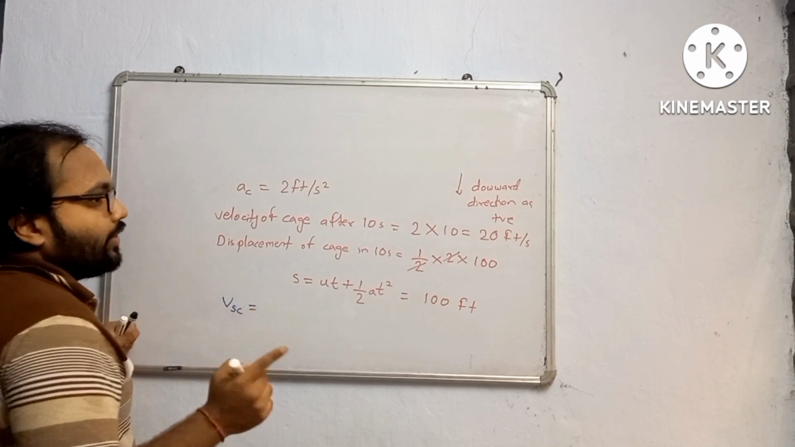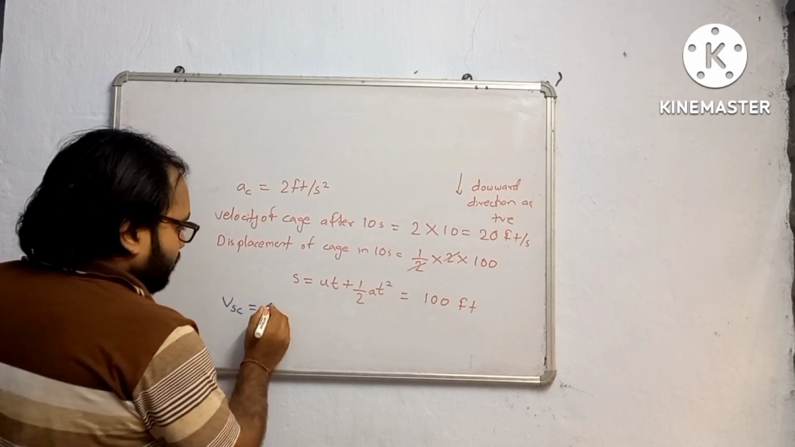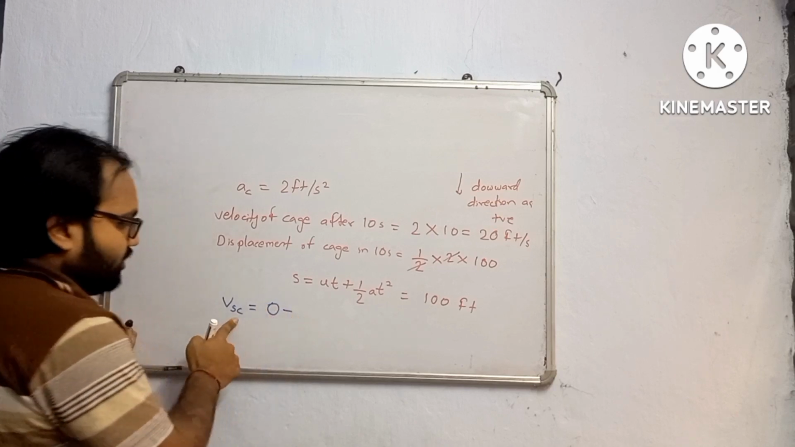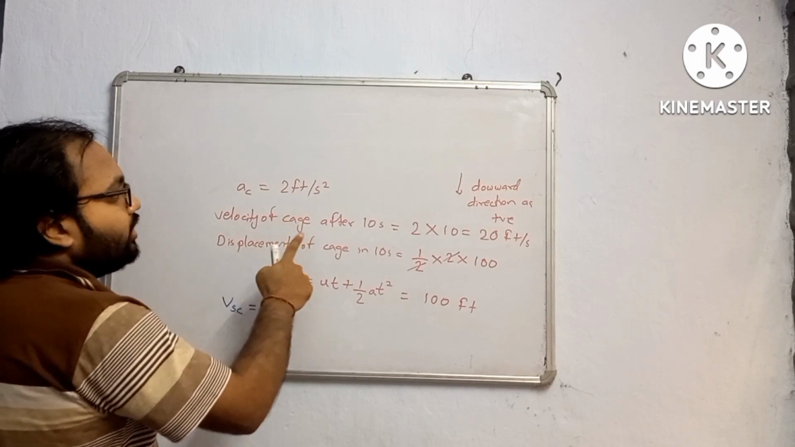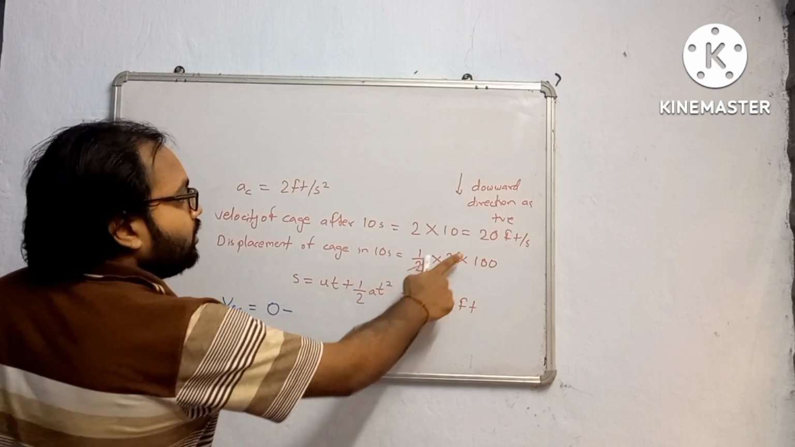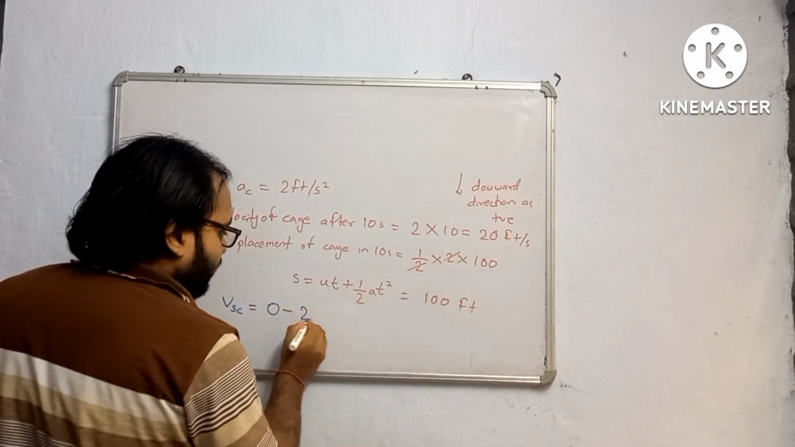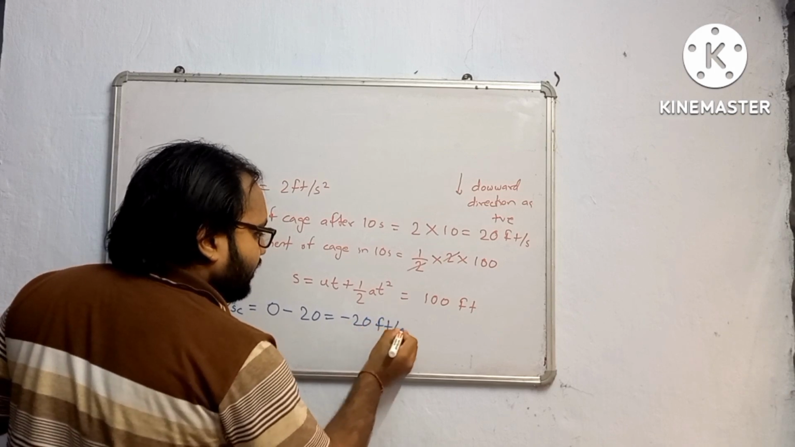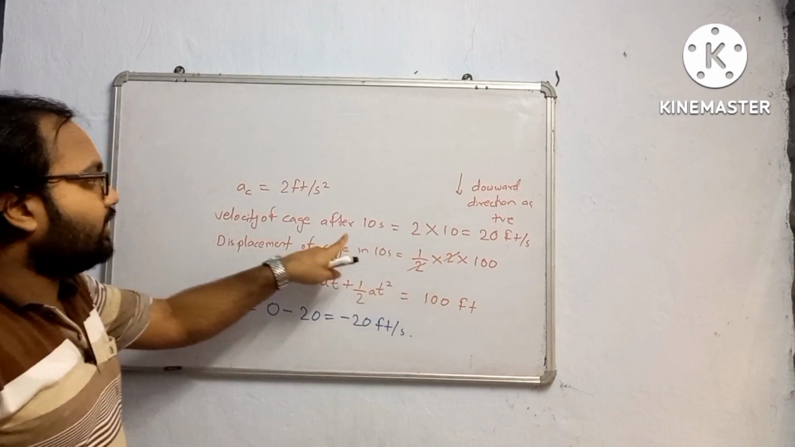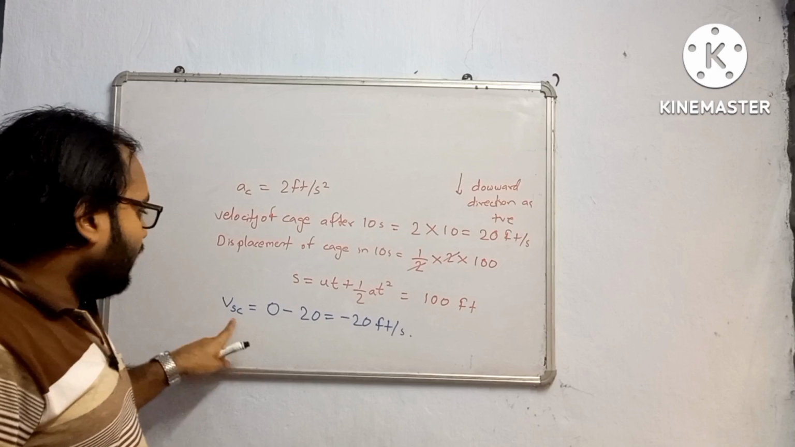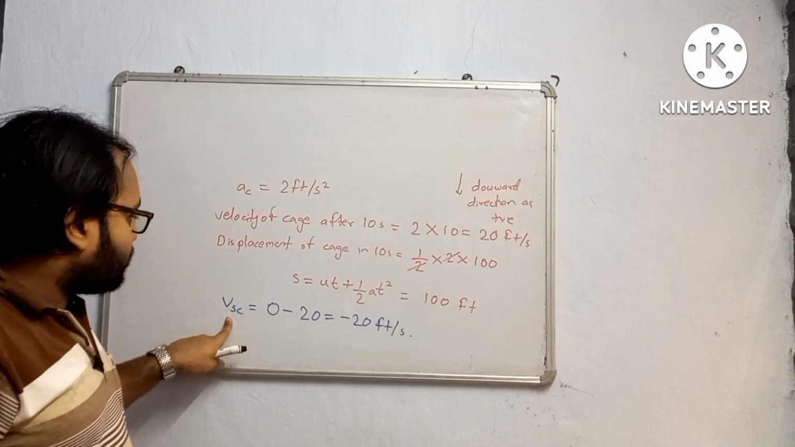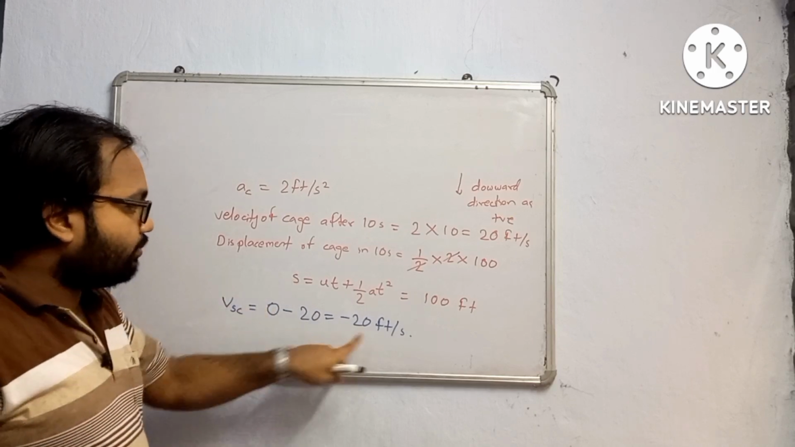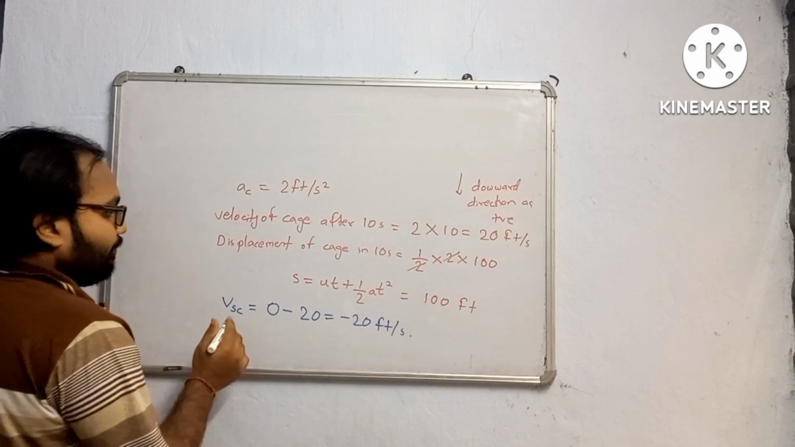Velocity of stone. What was velocity of stone? 0 minus velocity of cage. Velocity of cage, what is it? 20 feet per second, so 0 minus 20. That will be equal to minus 20 feet per second. This 20 feet per second is the actual velocity of the cage, and relative velocity of the stone with respect to cage is minus 20 feet per second.